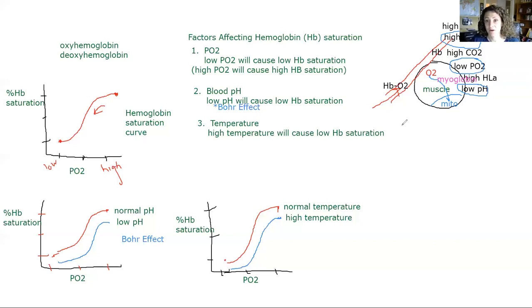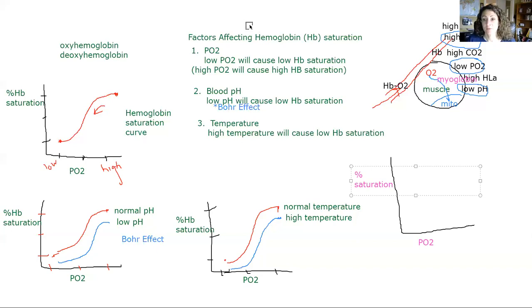So I'm going to draw this one. It's going to start out the same way. We're going to have PO2 on the x-axis. We're going to have percent saturation. This time it's not percent hemoglobin saturation. It's just percent saturation because I'm going to draw one curve for hemoglobin and one curve for myoglobin.